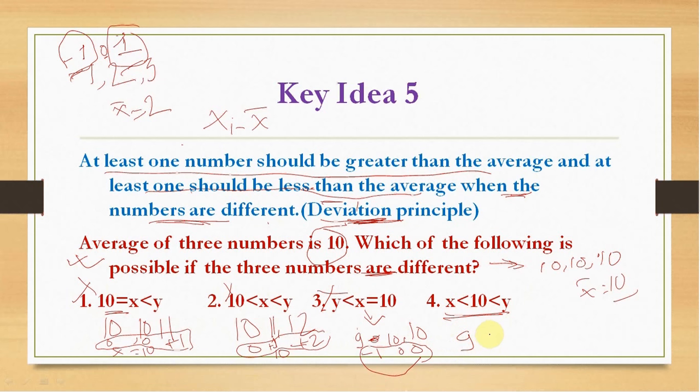Consider this example: 9, 10, 11. In this case, the deviations are 0, +1, -1. So the sum of the deviations is 0, and this is our only possibility. So answer choice 4 is correct.